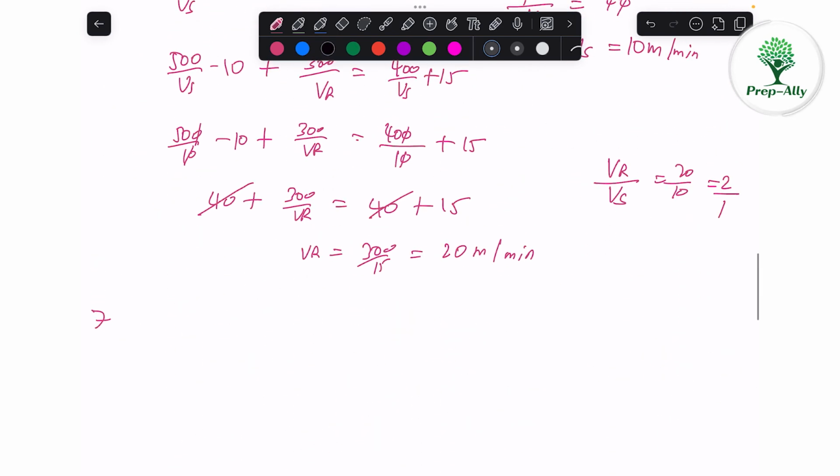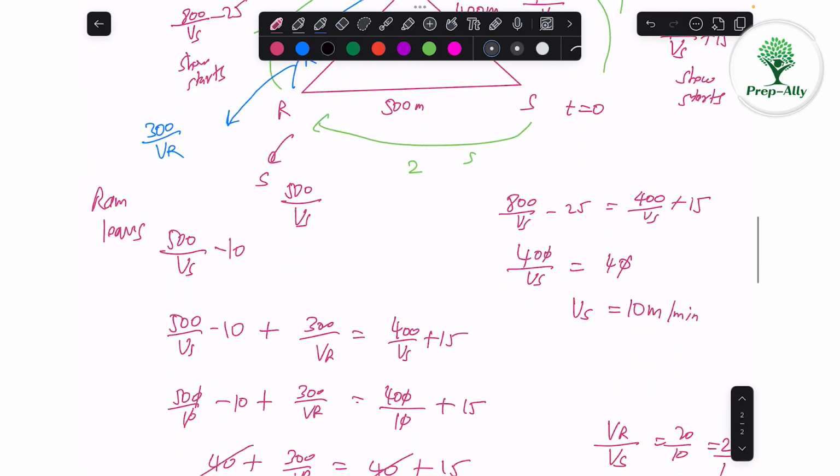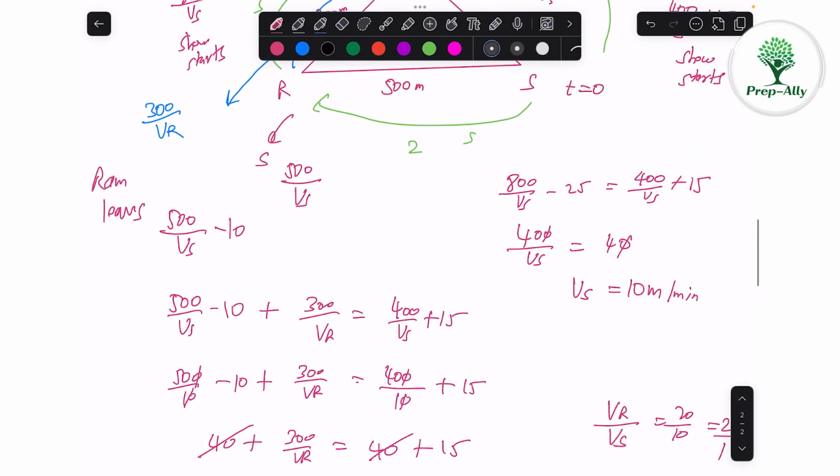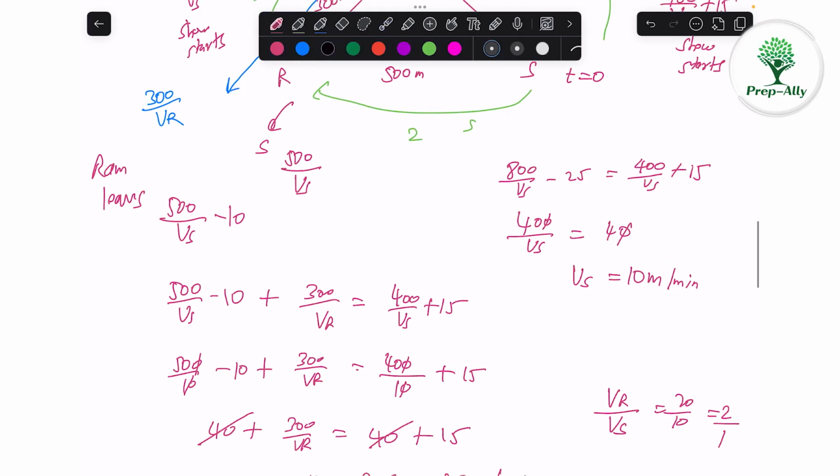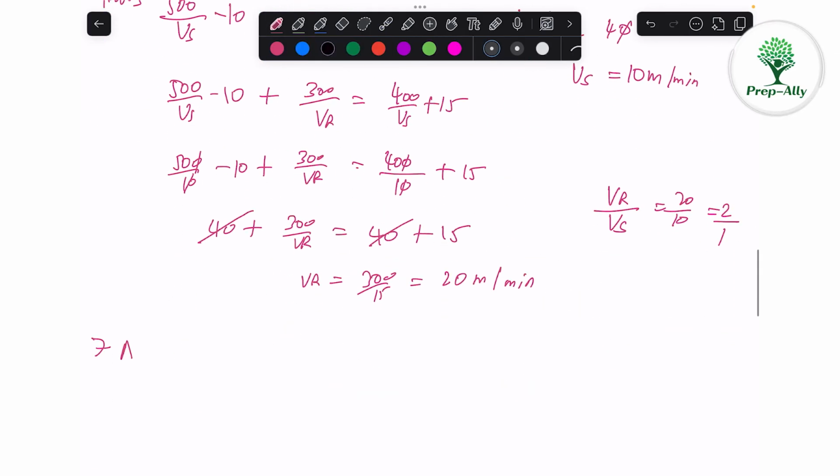This question asks, in the sixth question above, what is the speed of Sham? So in the above question we found out that the speed of Sham is 10 meters per minute. That means option A is correct.